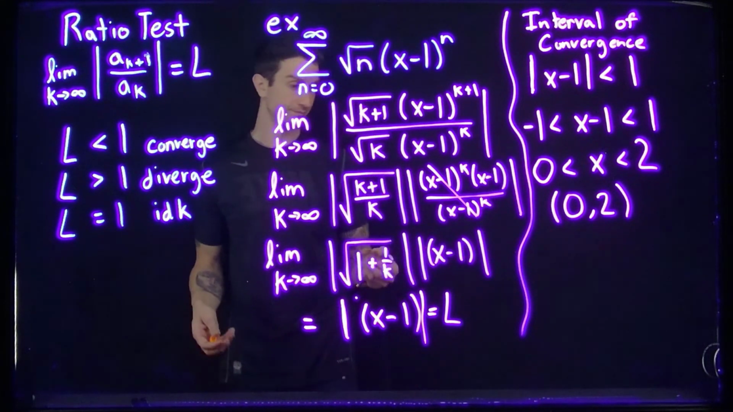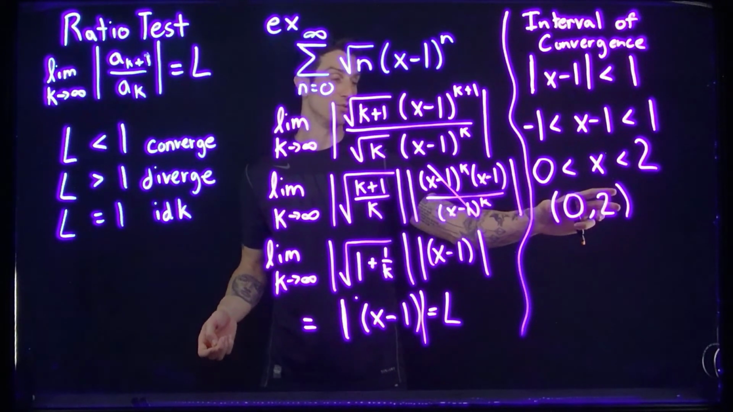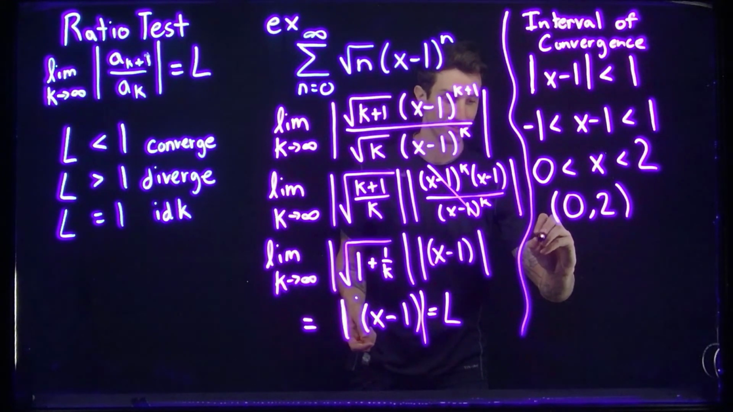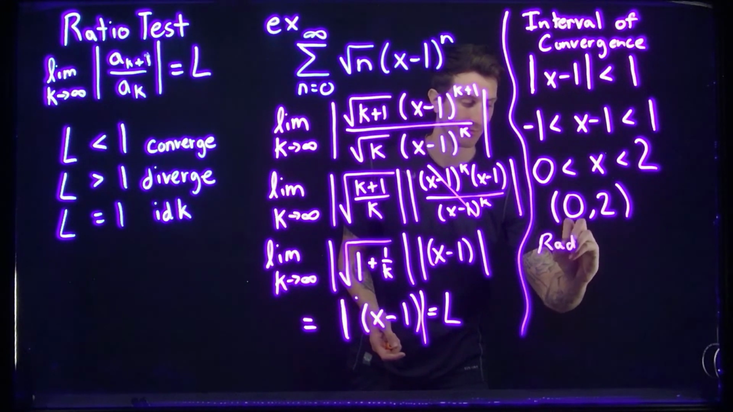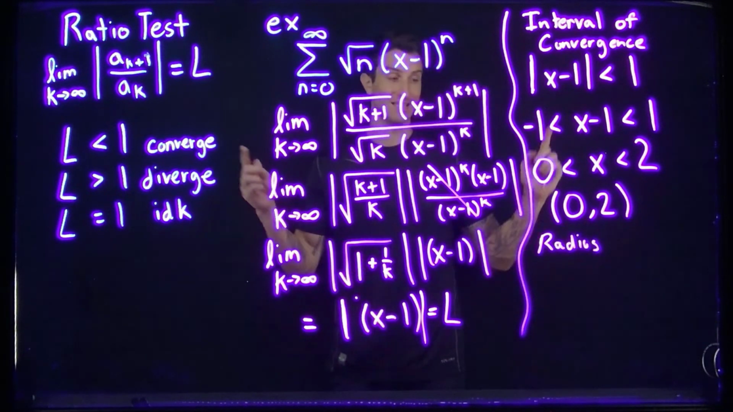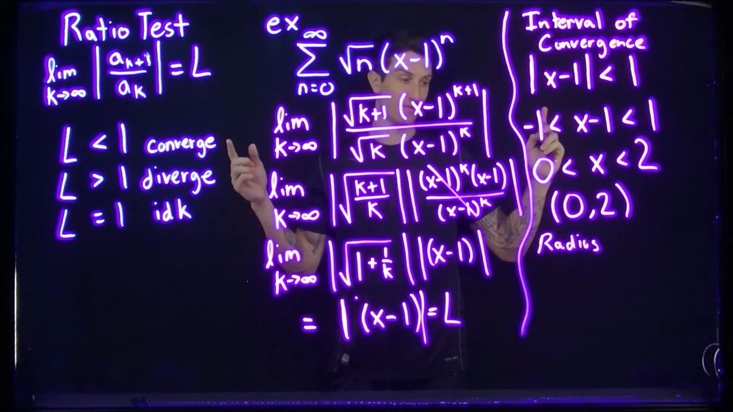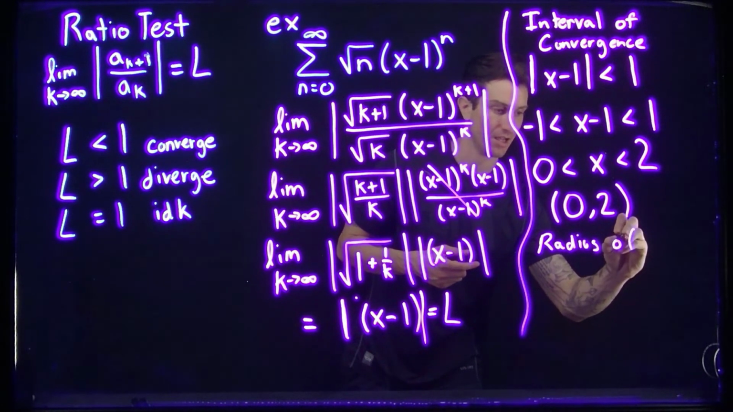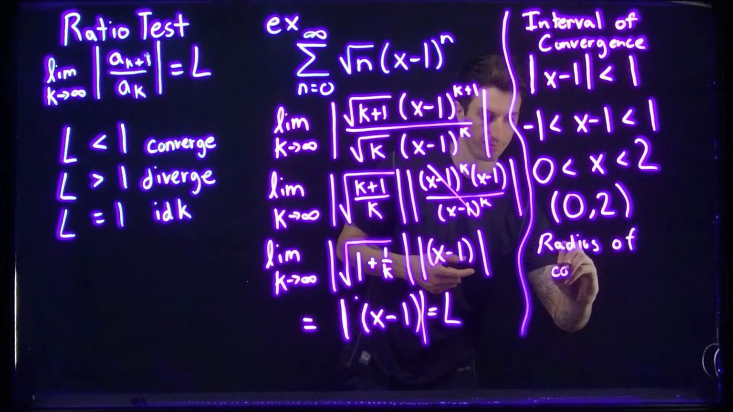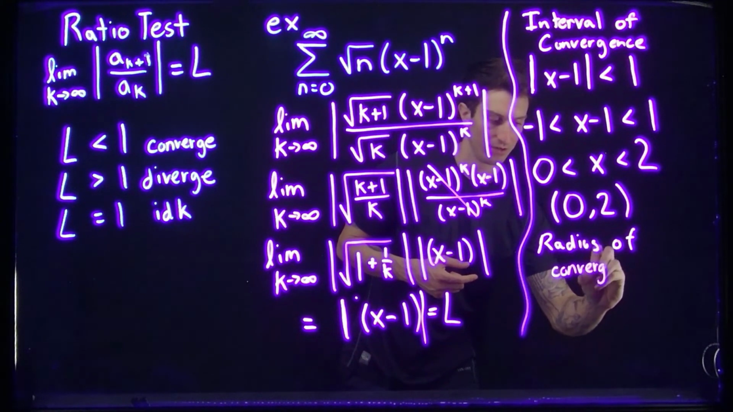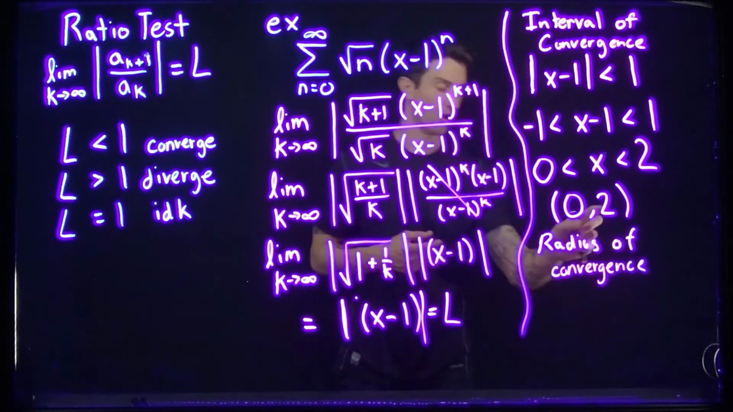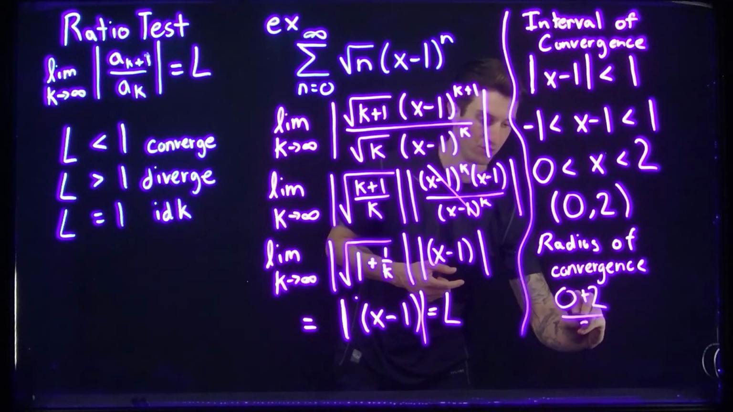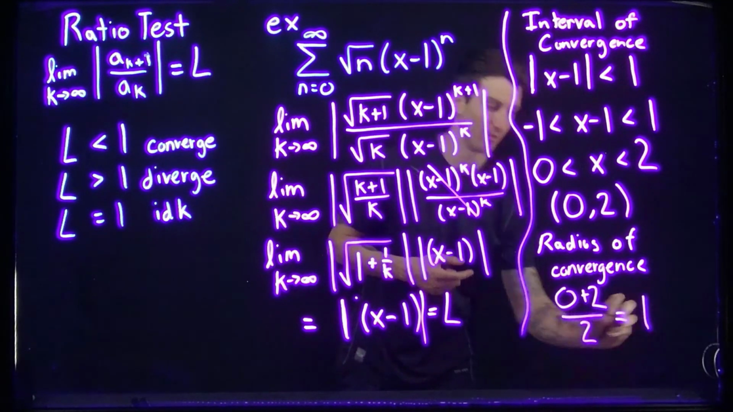Now, if I know the interval of convergence is 0 to 2, I know that the radius of convergence is just going to be half of the interval, right? If I can travel a distance of 2, from 0 to 2, my radius is going to be half of that. So for the radius of convergence, essentially all you're doing here is finding the midpoint of your interval. Midpoint being 0 plus 2 over 2, we get 1. So our radius of convergence is 1.